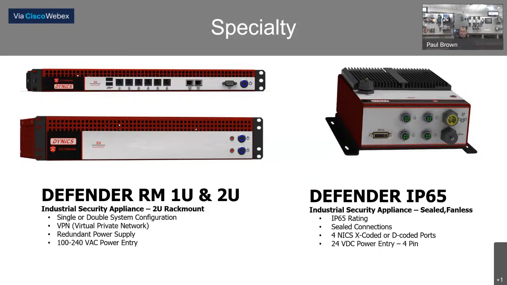Then over on the right-hand side, we have the ICS Defender, or the Defender IP65, which is IP65 rated. You can bolt this right onto the fence of your machine. It provides you 4 network interfaces, either X-coded or D-coded M12 connections. X-coded being your 1 gigabit and D-coded being your 10/100. And again, this is a 24 volt, 4-pin mini connection for power.